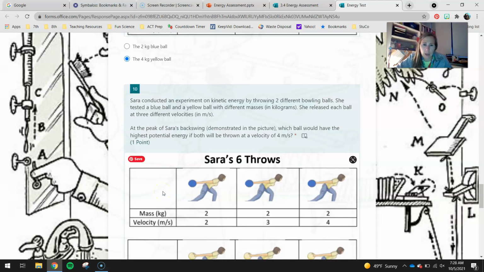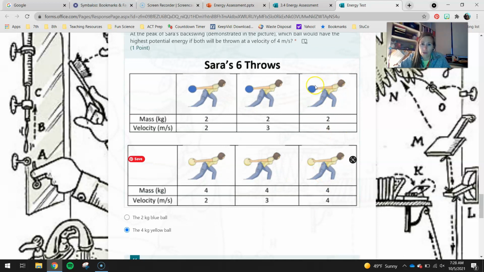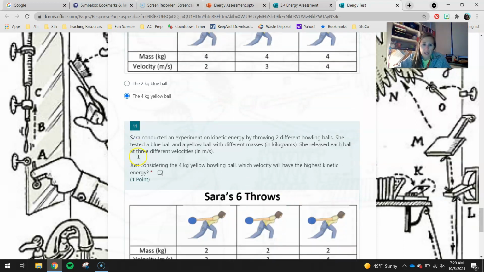Sarah conducted an experiment on kinetic energy by throwing 2 different bowling balls. Again, she released at 3 different velocities. So at the peak of Sarah's backswing, so this is where she has her hand with the ball all the way back, kind of like it shows in the picture, which ball would have the highest potential energy if both will be thrown at a velocity of 4 meters per second? So again, your options are the 2 kilogram blue ball or the 4 kilogram yellow ball.